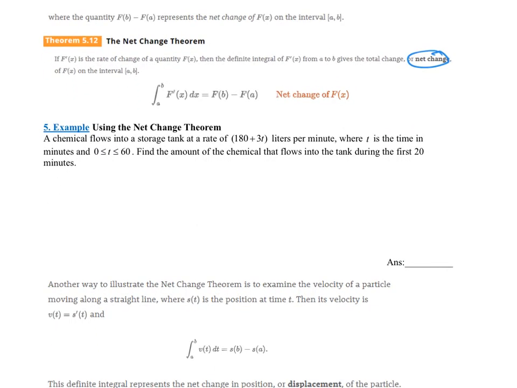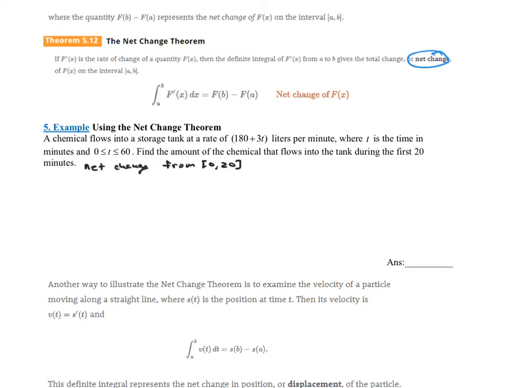Well, let's look at an example. It says a chemical flows into a storage tank at a rate of 180 plus 3t liters per minute, where t is the time in minutes and 0 is less than or equal to t less than or equal to 60. Find the amount of chemical that flows into the tank during the first 20 minutes. So it wants the net change from 0 to 20 minutes. So how are we going to find the net change from 0 to 20 minutes?